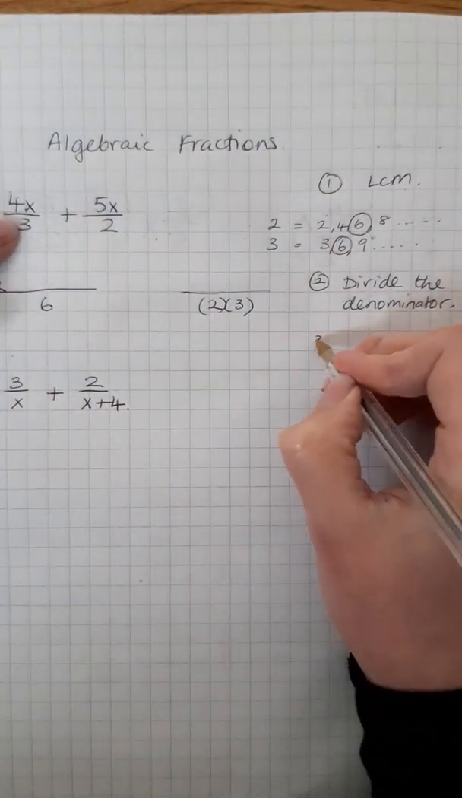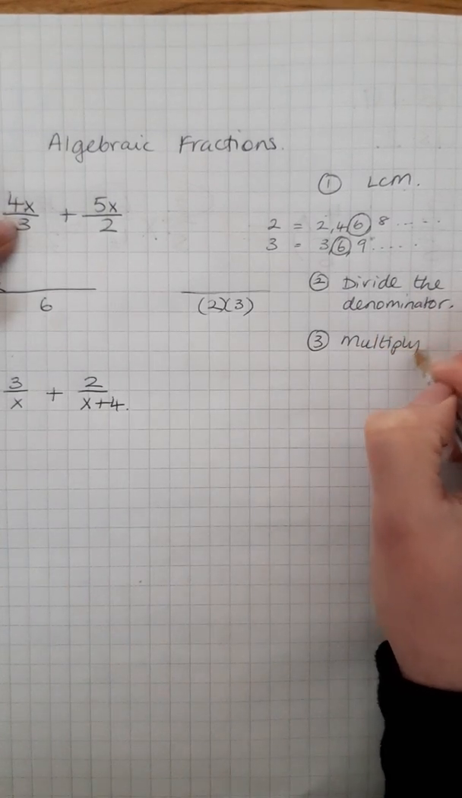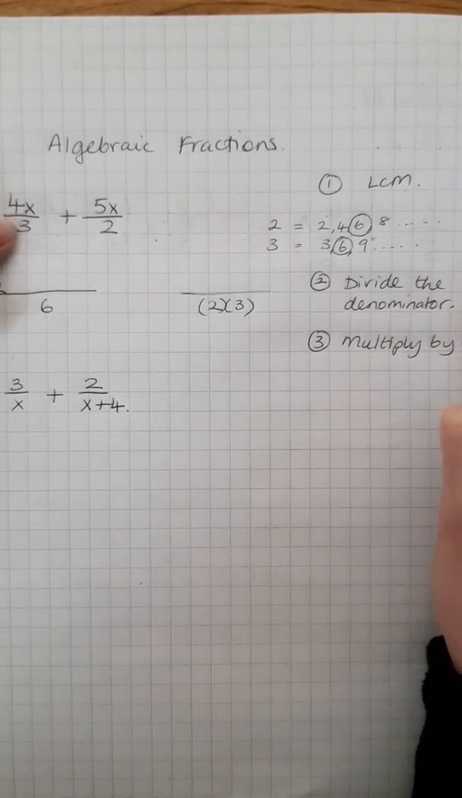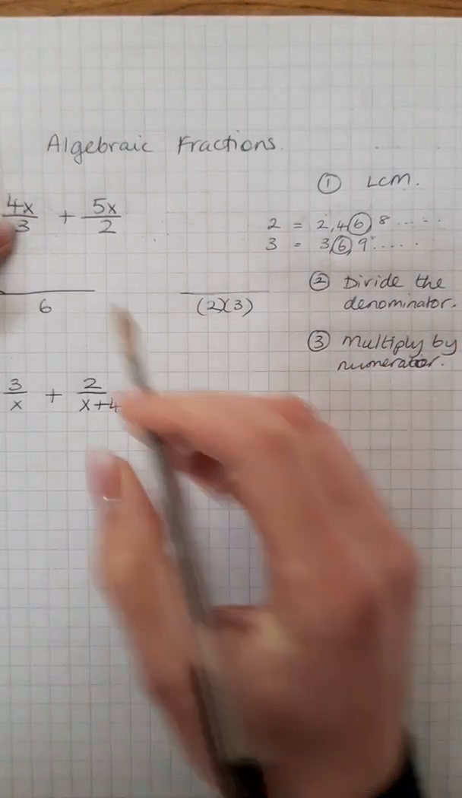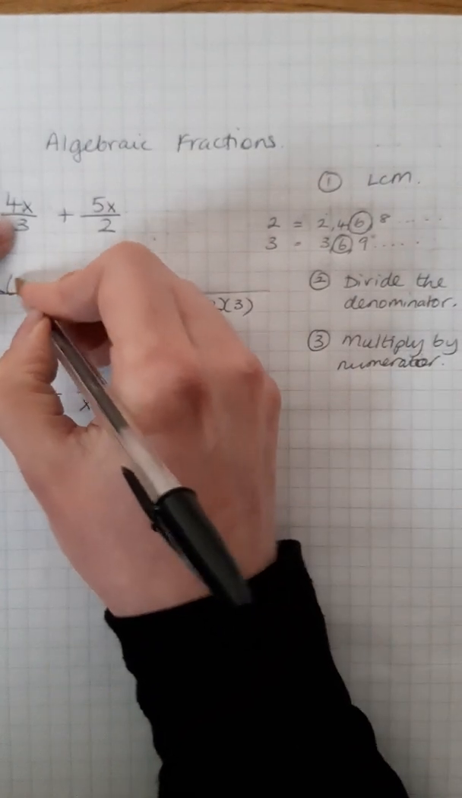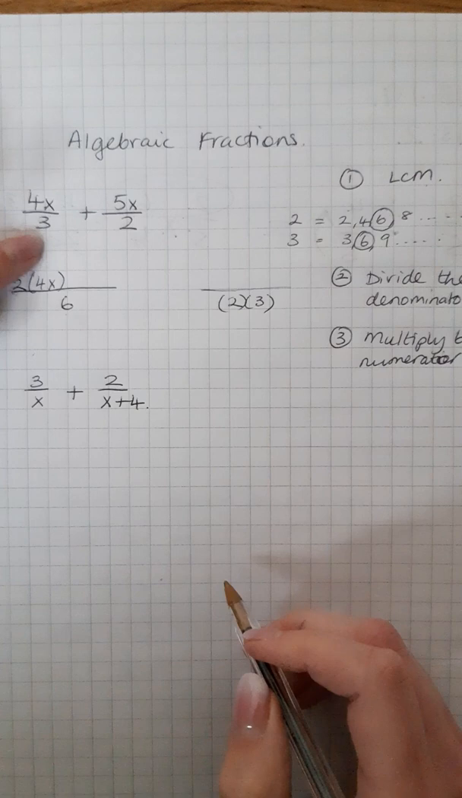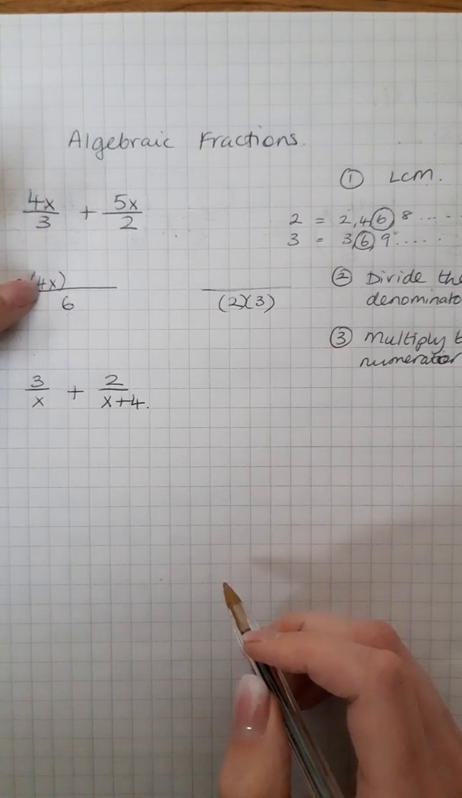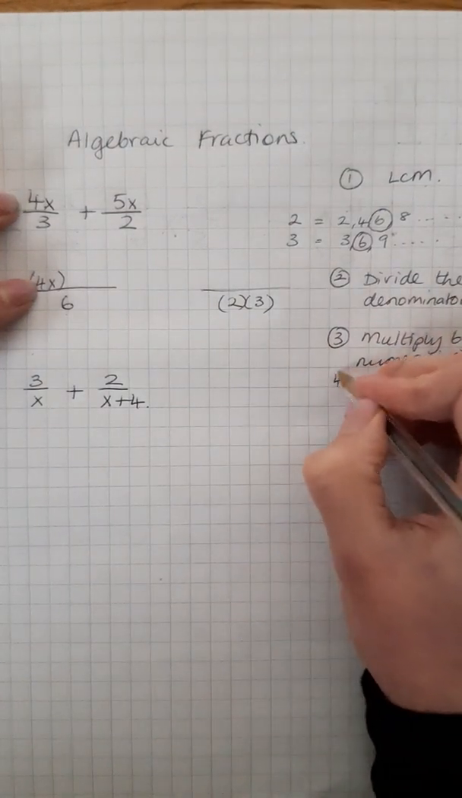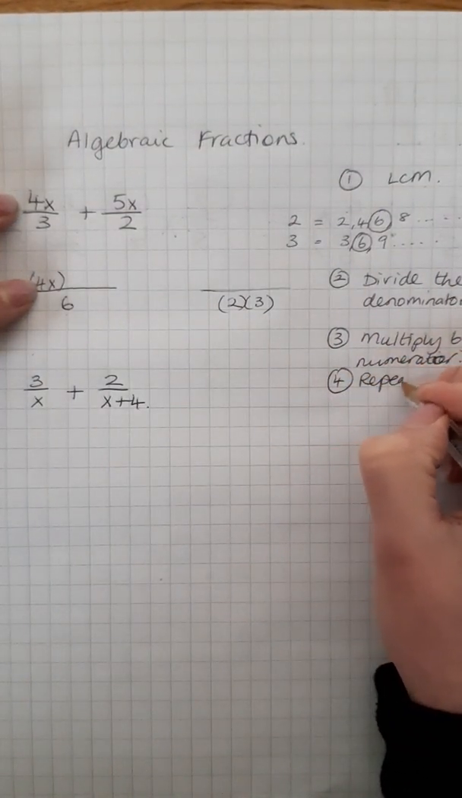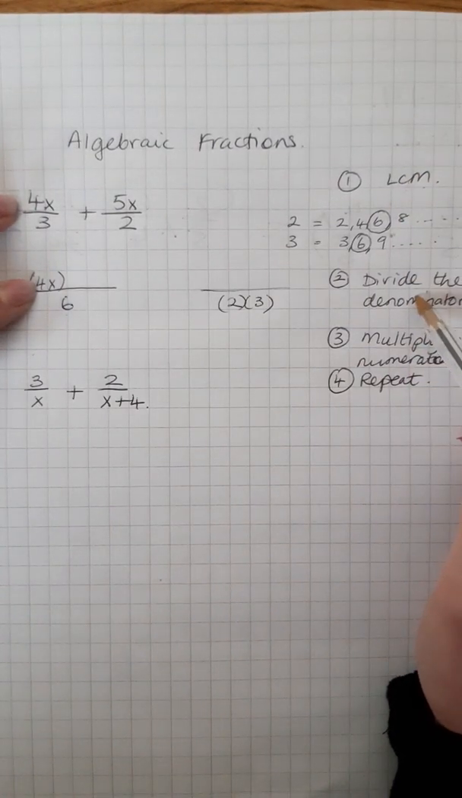And then step 3 is you multiply the numerators. Multiply by the numerator. Okay, the numerator is the number on top, so you're going to multiply by 4x. So that is 3 into 6 goes 2 times by whatever's on top, which was the 4x. We're then going to step 4, repeat. So we have our LCM already. We're now going to divide in the denominator.